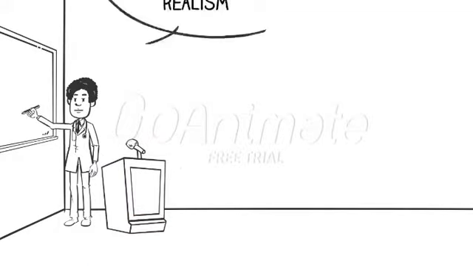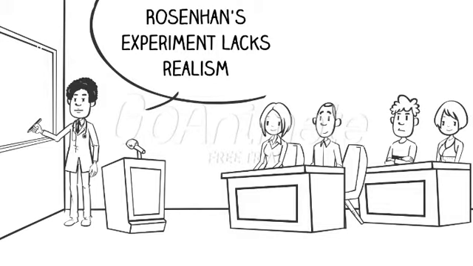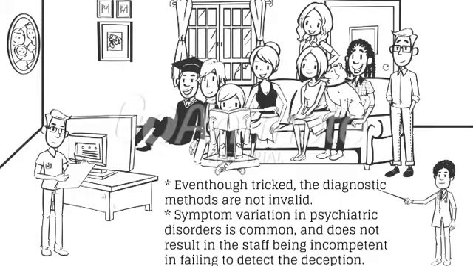Spitzer argued that although the methods used by Rosenhan appeared to invalidate psychological diagnostic systems, in reality they did not. For example, it should not be difficult for pseudopatients to lie their way into a mental hospital because many such admissions are based on verbal reports. Even though the doctor was tricked, Spitzer contended the diagnostic methods were not invalid. In addition, Spitzer has pointed out that although the pseudopatients behaved normally once admitted to the hospital, such symptom variation in psychiatric disorders is common and does not mean that the staff was incompetent in failing to detect the deception.